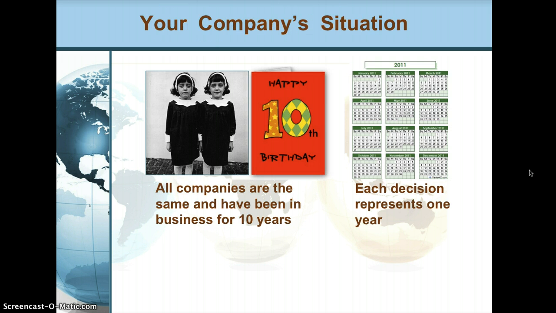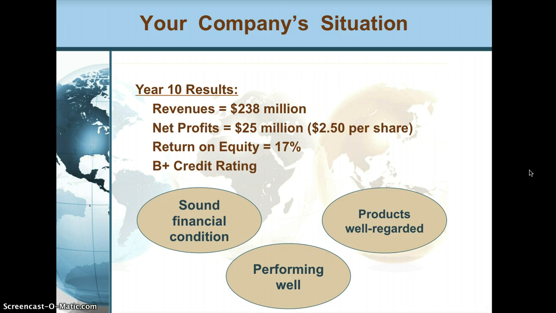Here's the situation of your company. All the companies start out on the same footing with equal sales volume, global market share, equal revenues, profits, costs, footwear quality, and so on. Each decision period in the business strategy game represents 1 year. Now, your company has been operating for 10 years, and the first set of decisions you and your co-managers will make is for year 11.